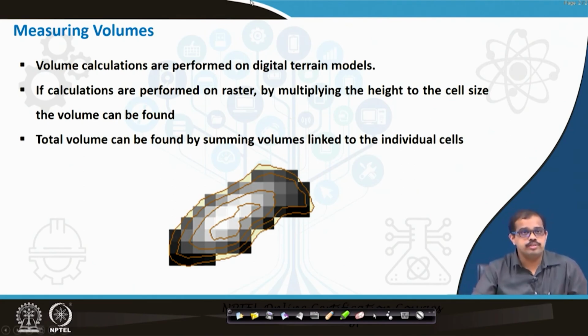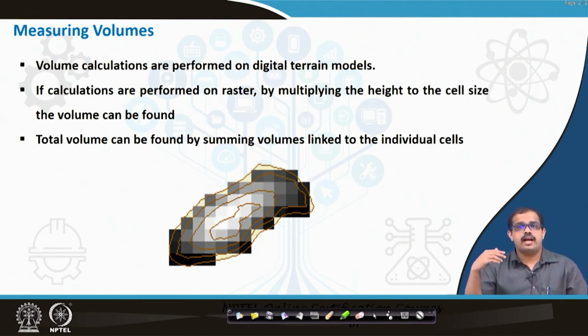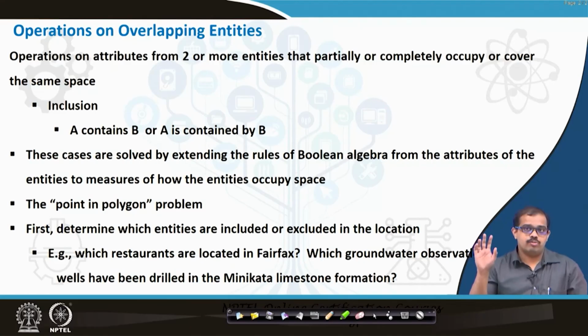Then measuring volumes. Total volume can be found by summing the volumes linked to each individual cell. So, find out the volume of each individual cell, then sum all of those to get the total volume. If you are doing it with a raster, you have to multiply the height by the cell size to get the volume in each cell, as simple as that. What I am speaking theoretically looks simple, but when you actually put it into software, it is more complicated.